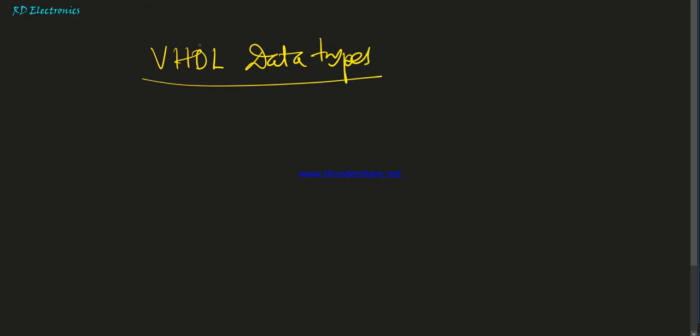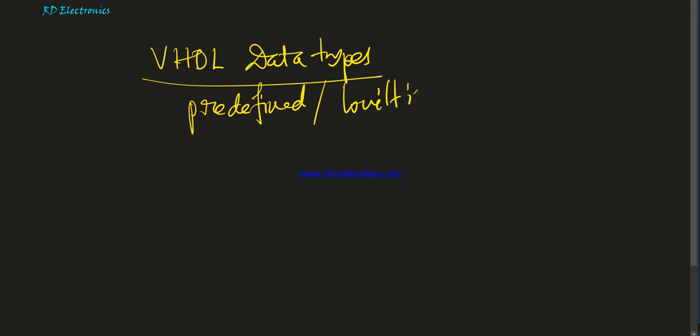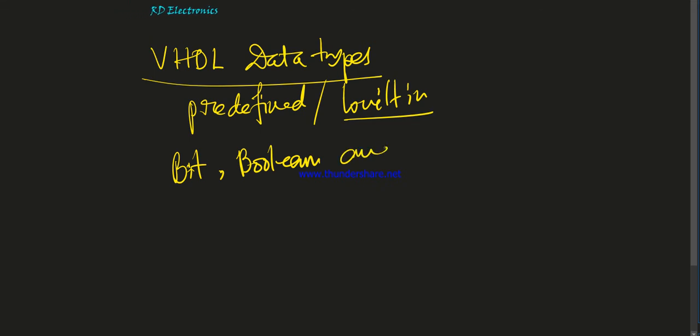Now, first, VHDL has a set of standard data types. One is predefined and also built-in data types, and it is possible to have user defined data types and subtypes. Some of the predefined data types in VHDL are bit, boolean and integer. So these are the predefined data types.